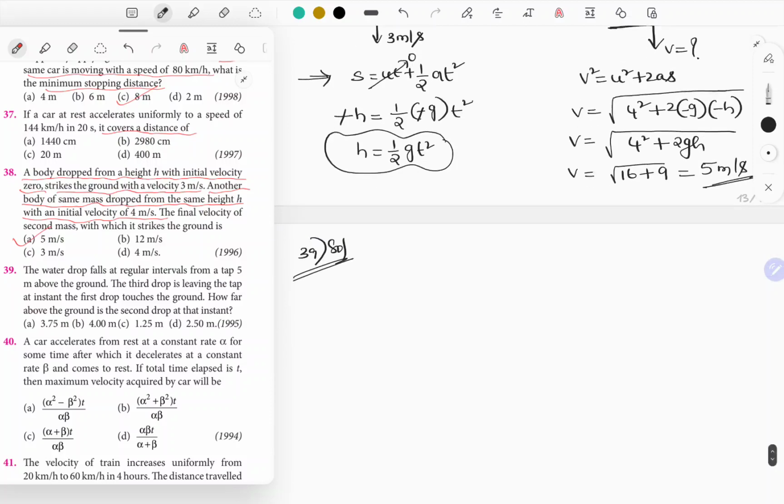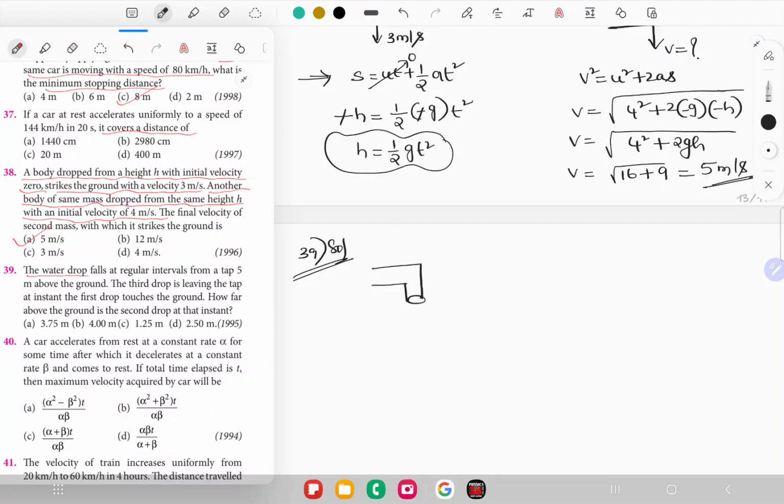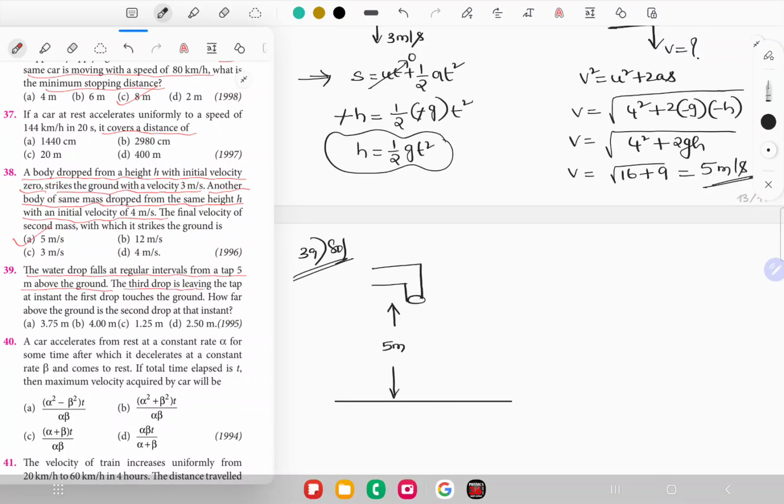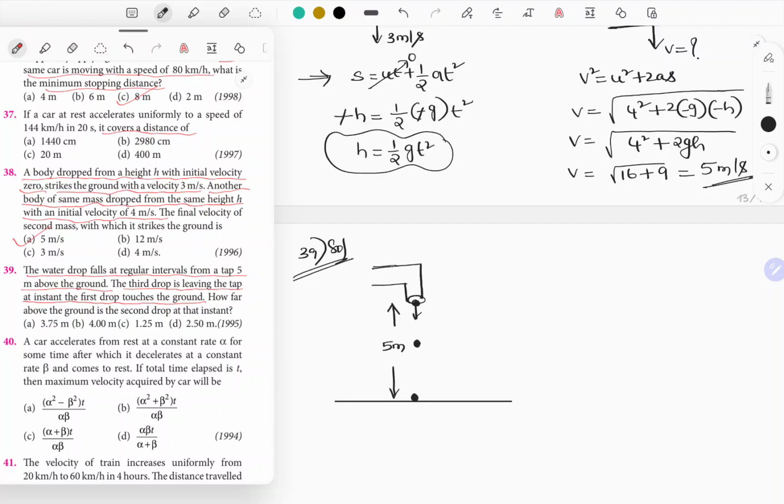Now look at this, an interesting question. From a water tap, the water drops fall at regular intervals from a tap 5 meters above the ground. The tap height is going to be 5 meters from the ground. The third drop is leaving the tap at the instant the first drop touches the ground. So each and every drop is falling at regular intervals. When the third drop is leaving, the first drop is hitting the ground. This is the meaning of it.